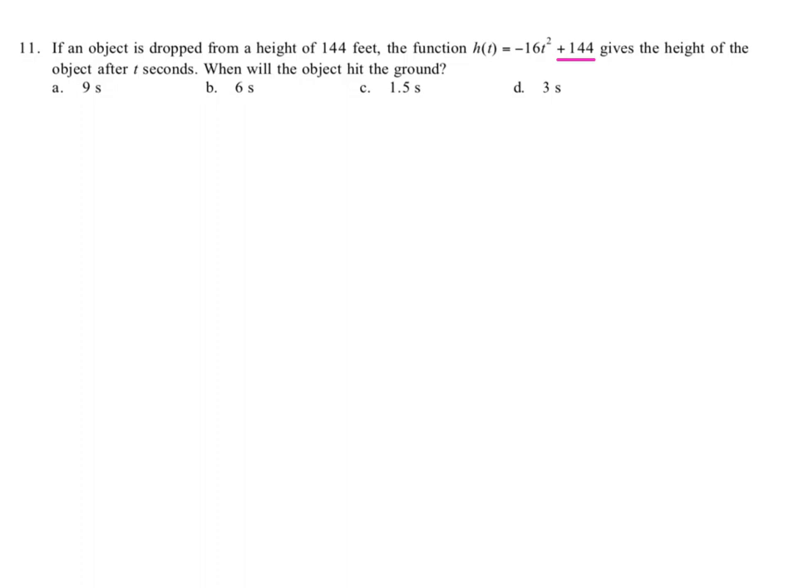When will the object hit the ground? Well, the question really is, it will hit the ground when the h value, the height, is 0. So we have this function, h of t equals negative 16t squared plus 144. But then what we're saying is, what if the height, which is everything that's on the left of the equal sign, all of this, right? Height, the height after a certain number of seconds.